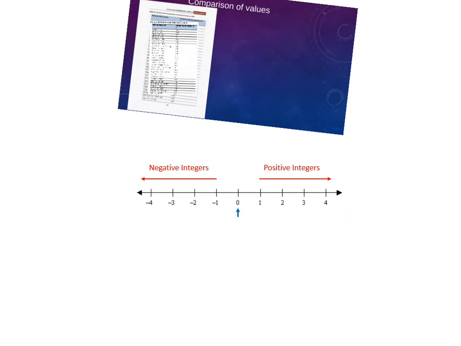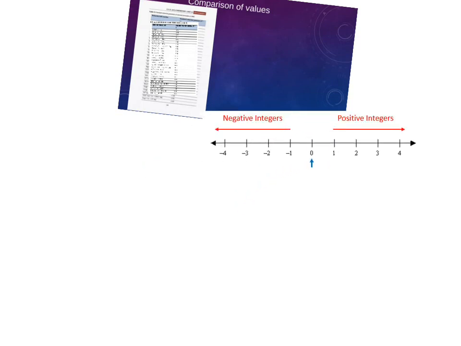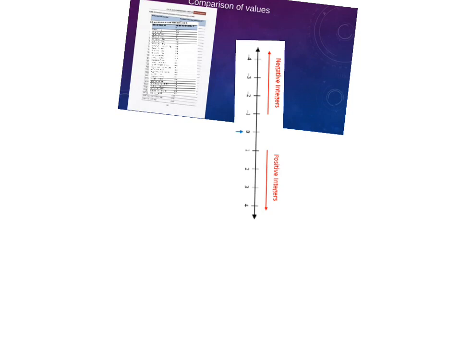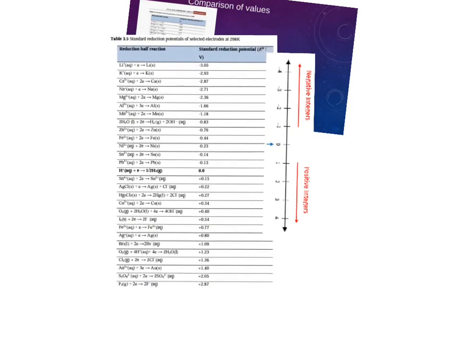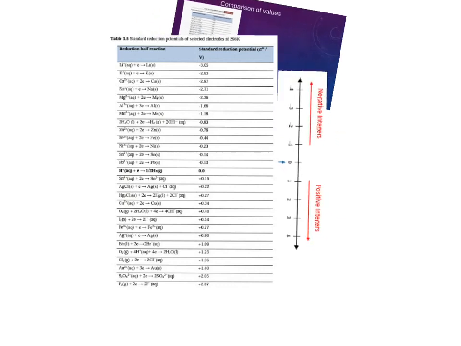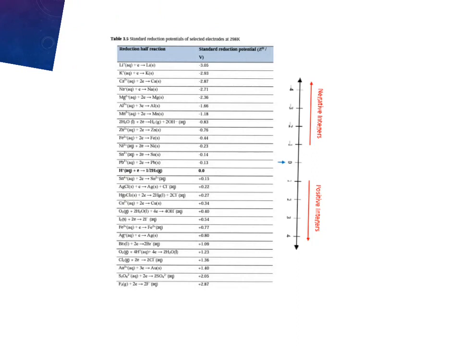If we turn this 90 degrees, you can see it's the same trend. At the top of the series it is more negative. For example, for lithium it is minus 3.05.